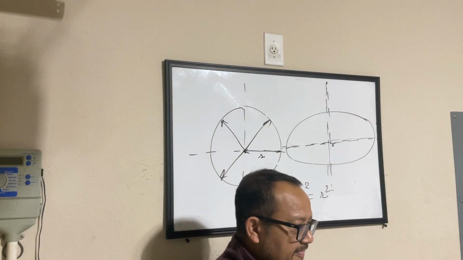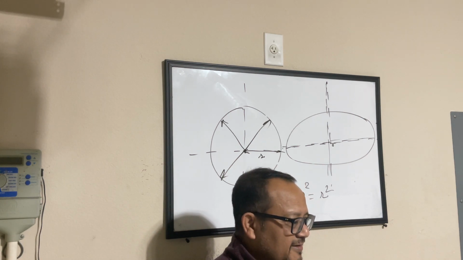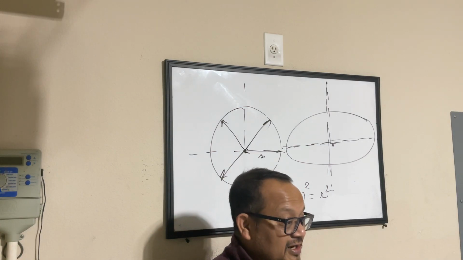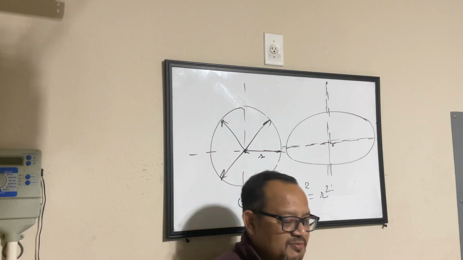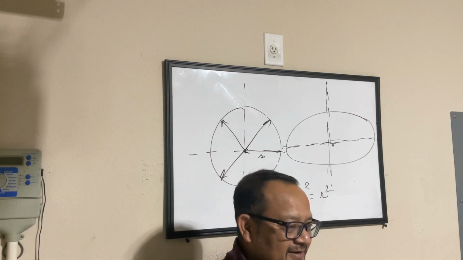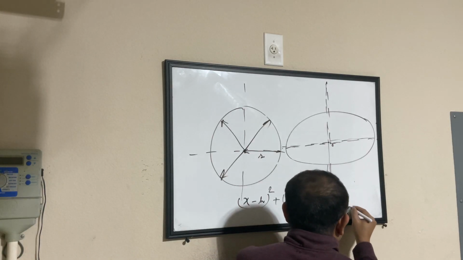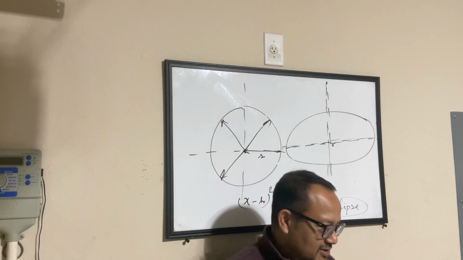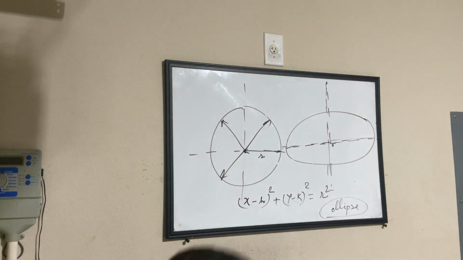How do you pronounce it? Ellipse? How do you say it? Because I have an Indian accent. You guys speak English better than I do. What do you call it? One of you has to teach me. I just say ellipse. Okay, fine. And again, I'll have to learn English from you guys. I never went to English schools.